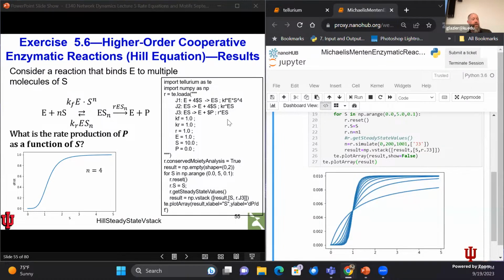So what do you need to change? You need to take your existing code, and where you had E plus S, make it E plus 4S. Where you had E times S, make it E times S to the 4. When you have it coming back, make it E plus S goes to E plus 4S here. Okay. And then just run it. Don't change anything else. No, I have that part.